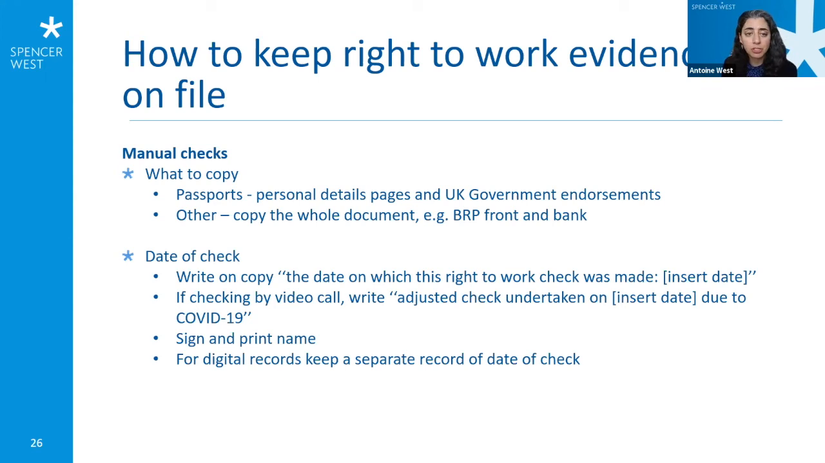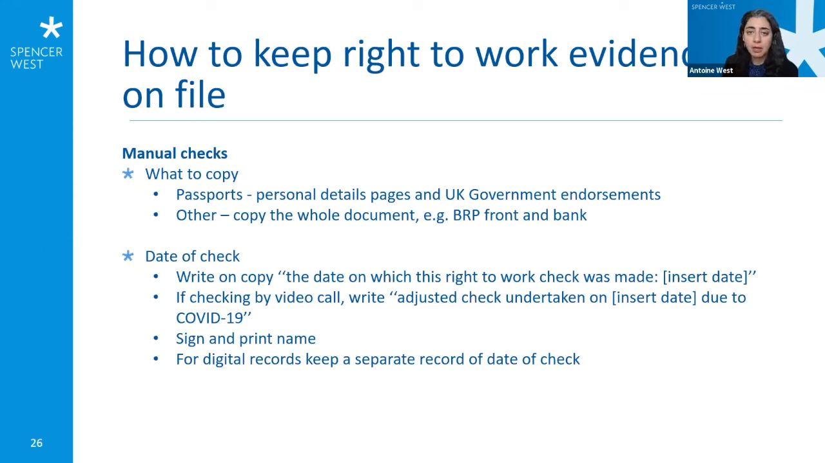So for manual checks, if you're copying a passport or scanning a passport, you need the personal details pages and any pages with UK government endorsements, including the current right to work endorsement, if applicable. If it's any other document, you have to copy the whole document. So for example, for a biometric residence permit, you have to copy the front and the back, otherwise it will not establish a statutory excuse.